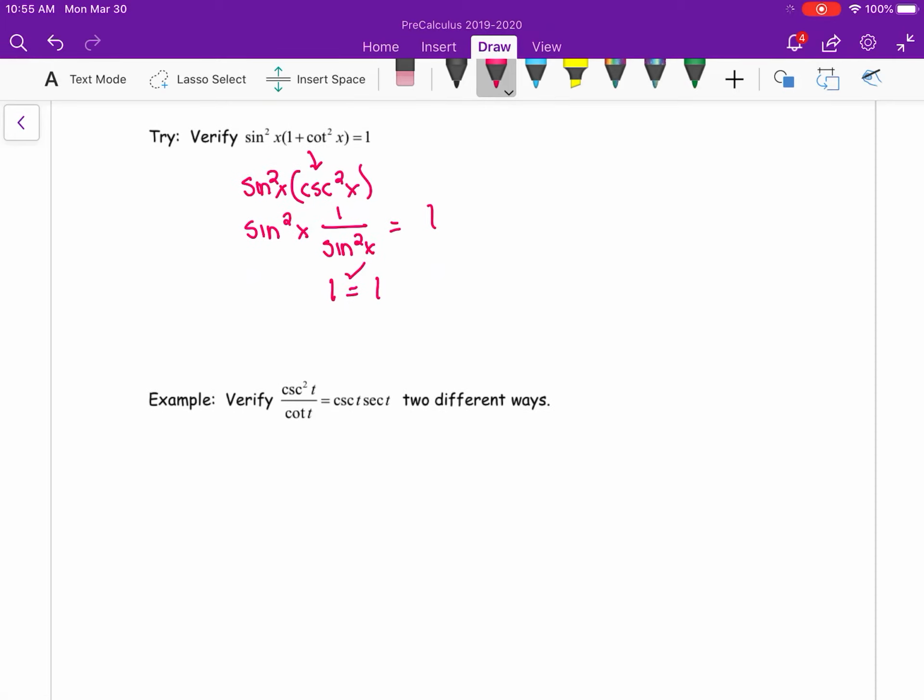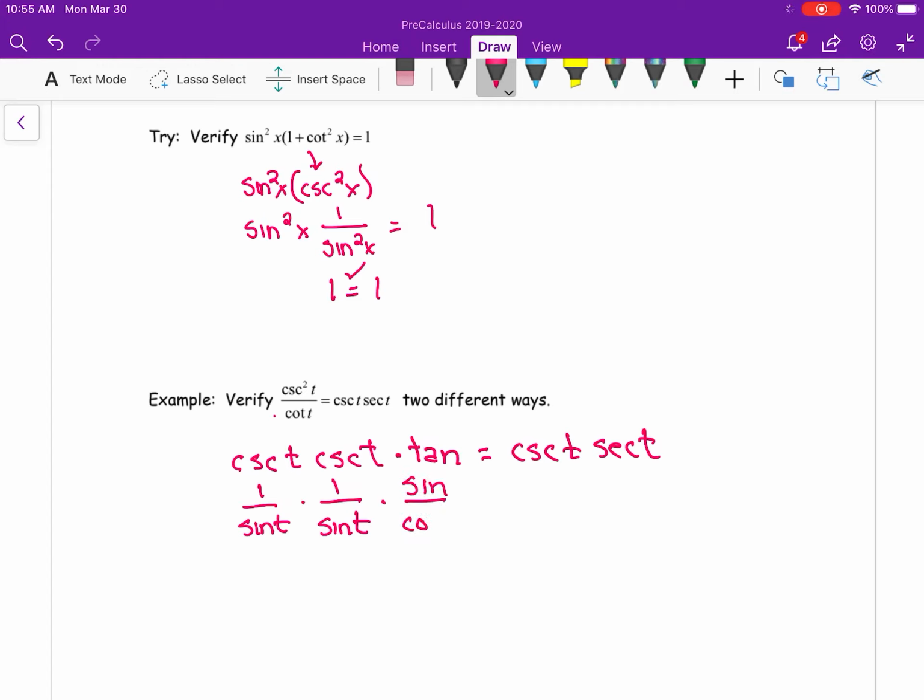Couple ways we could do this next identity. At some point, you just kind of have to put everything together. We could look at cosecant squared t as cosecant t times cosecant t, because there's 2 of them. And then 1 over cotangent is tangent. So we're looking for, does that work? So I replaced the 1 over cotangent with tangent. So cosecant is 1 over sine t, 1 over sine t, and this is sine over cosine t. Forgot all my t's, sorry.